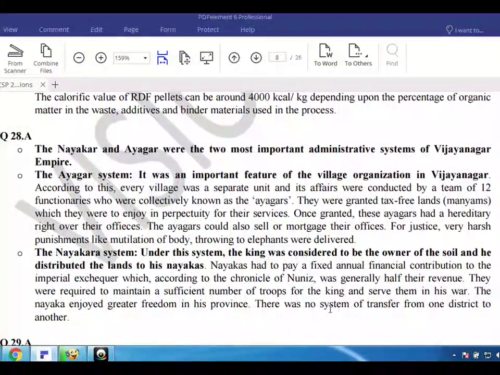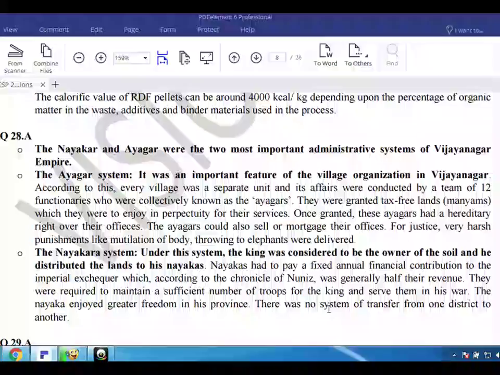They were granted tax-free lands, manyams, which they were to enjoy in perpetuity for their services. Once granted, these Ayagars had a hereditary right over their offices. The Ayagars could also sell or mortgage their offices. For justice, very harsh punishments like mutilation of the body and throwing to elephants were delivered.